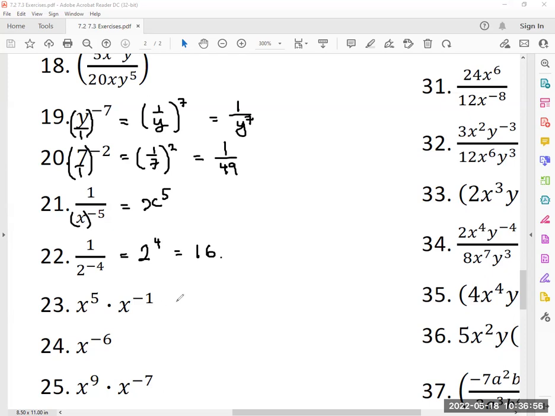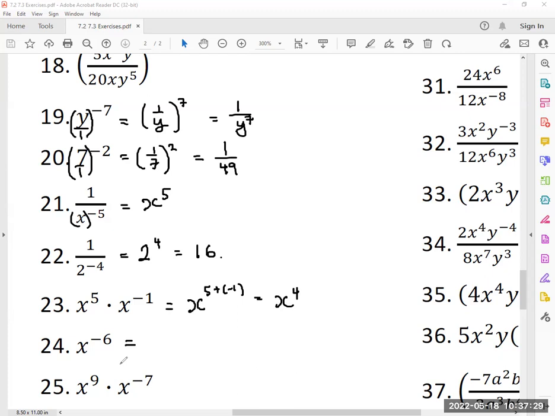Number 23, I think you can do it. We've done it before, so it's a bit of a switch up. Before you actually solve the negative exponent, how about we just use the multiplication exponent law? What happens to the exponents when we're multiplying the same base? Yes, 5 plus the negative 1. It's basically a subtraction. This is x to the power of 4. All right, that's a good switch up.